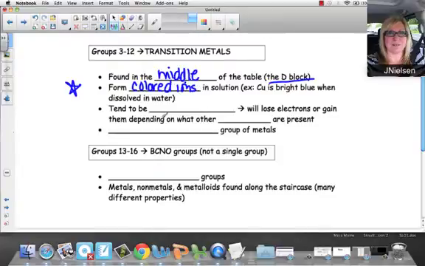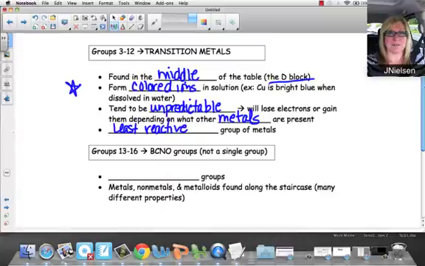And they tend to be unpredictable, meaning that they can either gain or lose electrons depending on what they're hooking up with, or what other metals are present. And they are the least reactive group of metals.